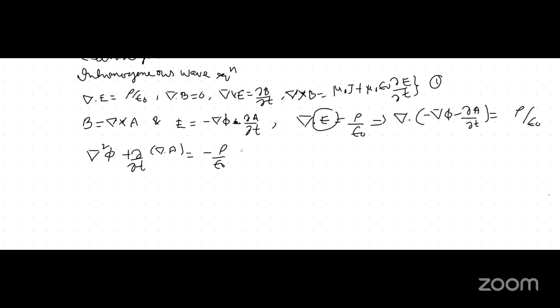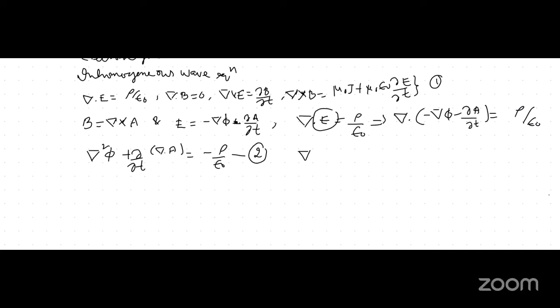Now again, what we'll do is substitute this E value, that is minus del phi minus dou A by dou T, in the other equation. So E is equal to minus del phi minus dou A by dou T, and we substitute it in the equation of del cross B. So this is one equation which we are getting; take it as equation 2. Then we'll substitute that in the third equation.